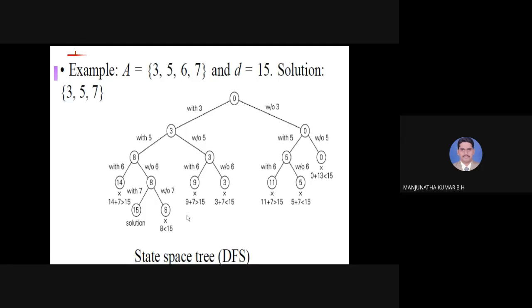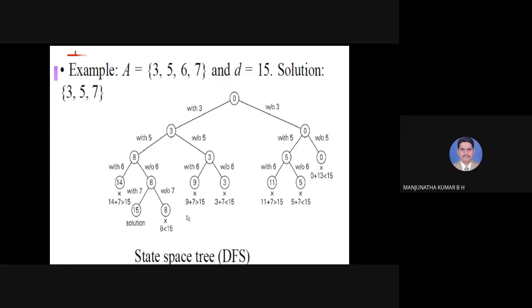If you want to search for a few more solutions, if they exist, you have to continue. You have to construct the complete state space tree. Now backtrack, change the decision: without 7. Without 7, the sum remains as 8 only, and no more elements are left in my set. So 8 is less than 15. This is again a non-promising node. Backtrack, go to 8, all the choices are over. Backtrack to 3. Now still one choice is left: without 5.